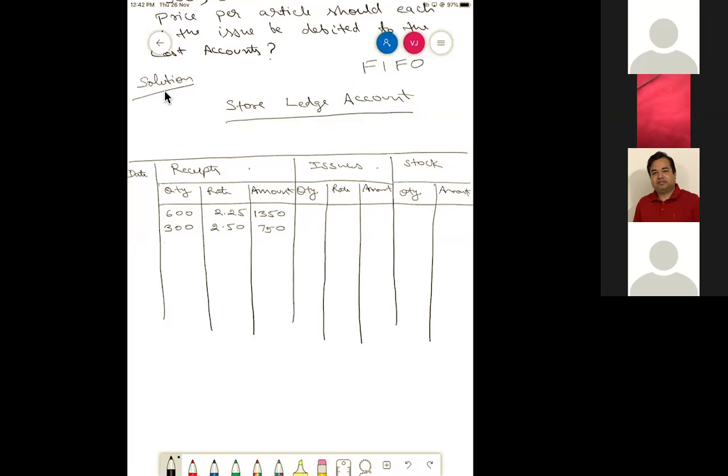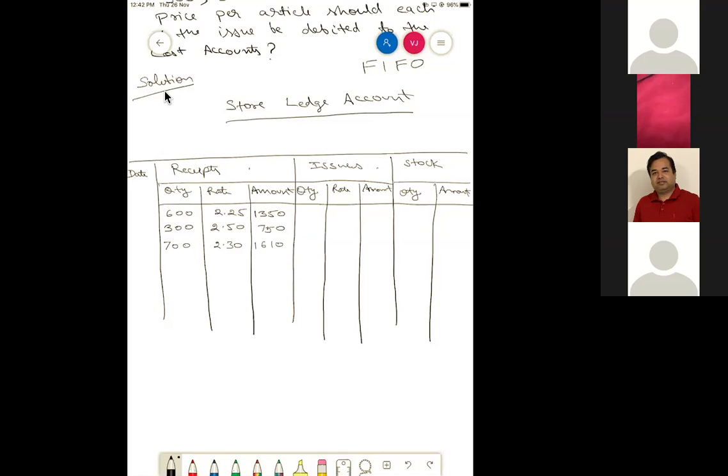Now third, again we made a purchase. The unit was 700 units, at the rate 2.3. So the amount would be 1610. So in this way we write all the receipts. As we have written 600, 300, 700, then next we would be writing 900.